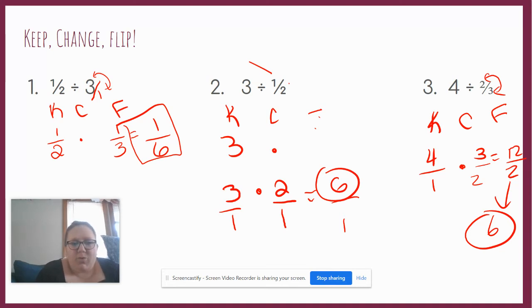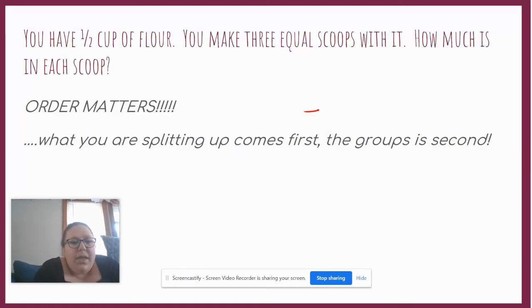Now let's get into some stories. You have half a cup of flour. You make 3 equal scoops with it. How much is in each scoop? So remember, this order matters. It doesn't necessarily mean the whole number always comes first or the fraction. It's just the thing that's in front of you goes first. So right now, envision yourself with a half cup of flour. That's what's in front of us, so that's what's going first. And we're splitting that up into 3 scoops.